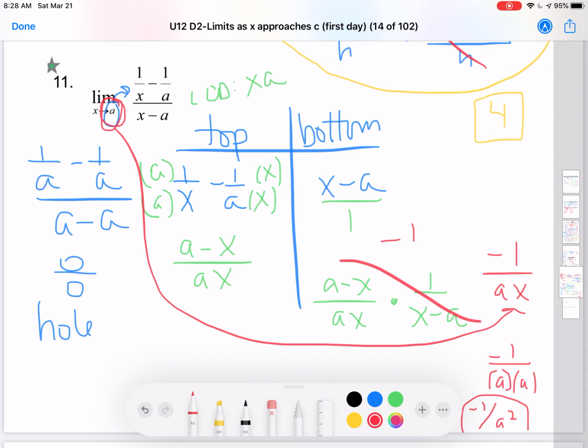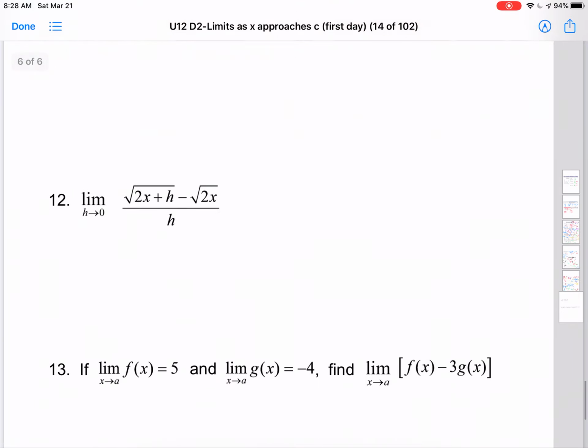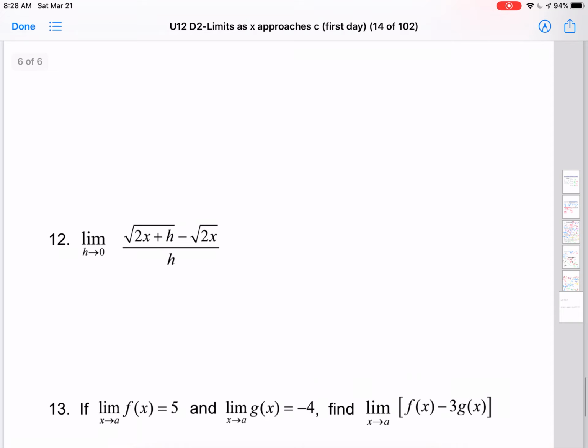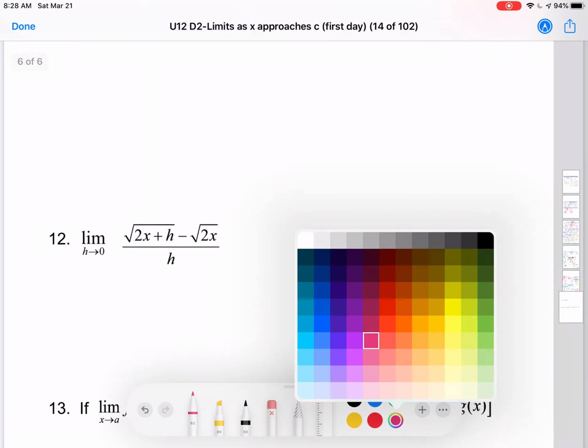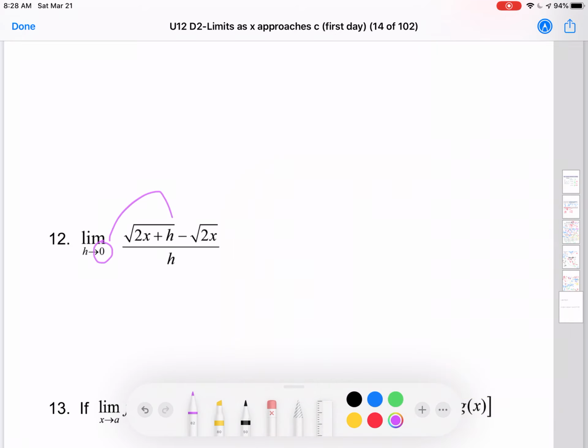Okay, we got 2 left. Let's do it. I'm gonna go like this so I have some space because this one has a lot of work. Let's get a pretty color. We will use this nice purple. Okay, so we start out the same way. Let's put in 0.